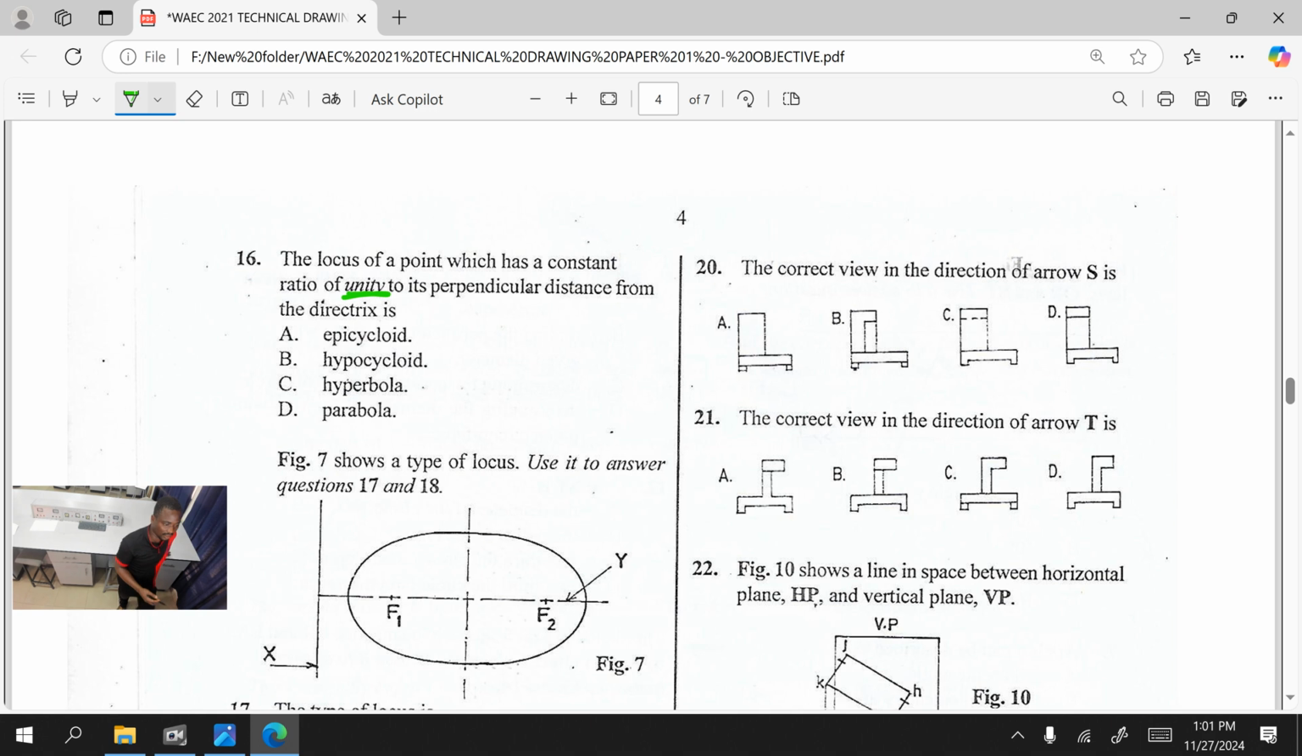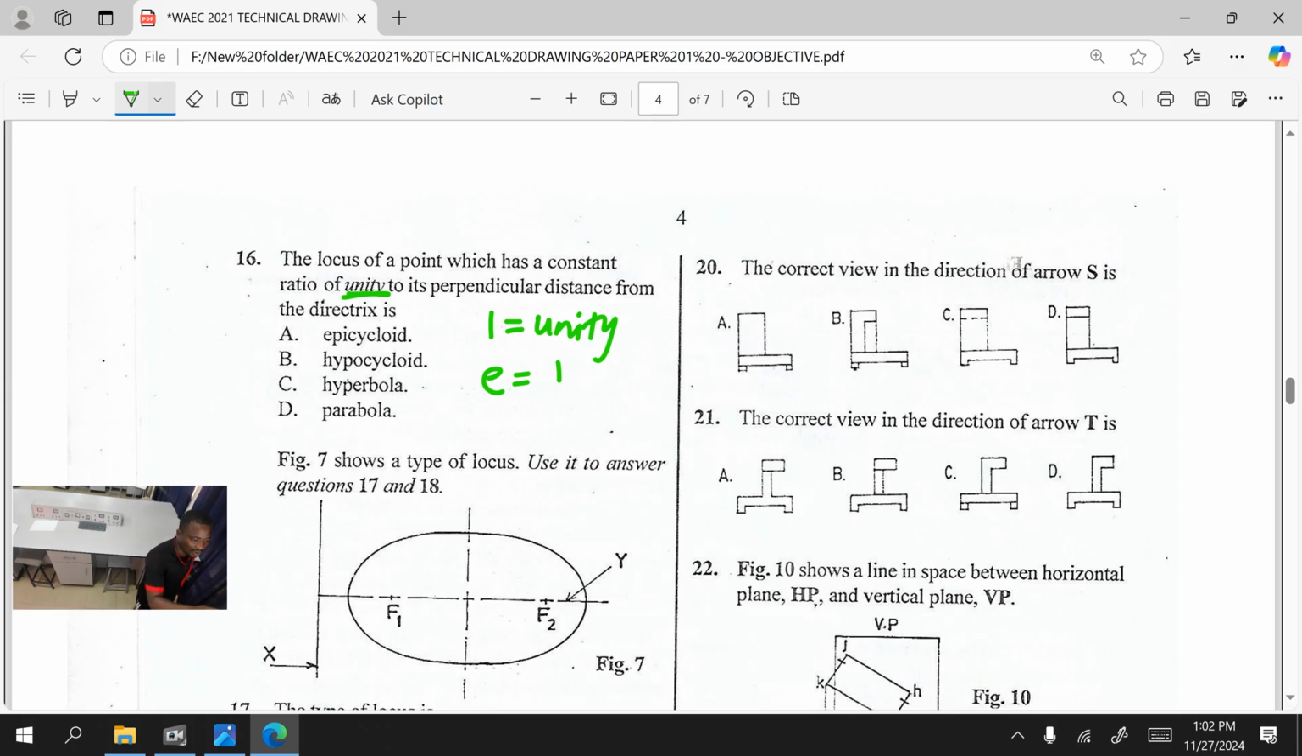So I do tell my students, since they say unity, unity is what? Unity means 1. Anywhere you see it, it stands for 1. So they are asking us what is the locus of the point which has a constant ratio. All this grammar is simply directing you to what? Eccentricity is equal to 1. So if you look at this, epicycloid and hypocycloid, that's not their definition.